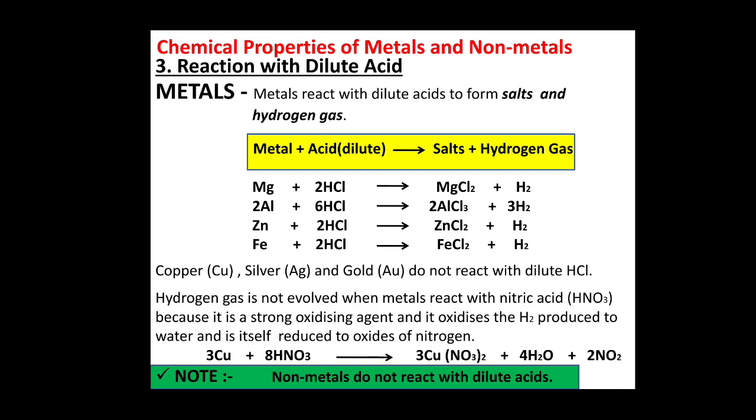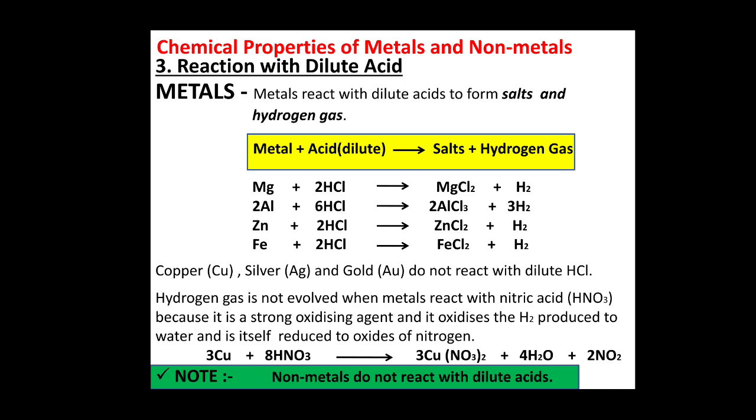So, this magnesium chloride, aluminium chloride, zinc chloride, iron chloride, all are salts of that particular metal, right. Just see the formula for them and you have to learn it slowly. Keep on writing in your rough notebook for your practice. Okay. Copper, silver and gold do not react with dilute acid. This is an exception you have to remember, right.